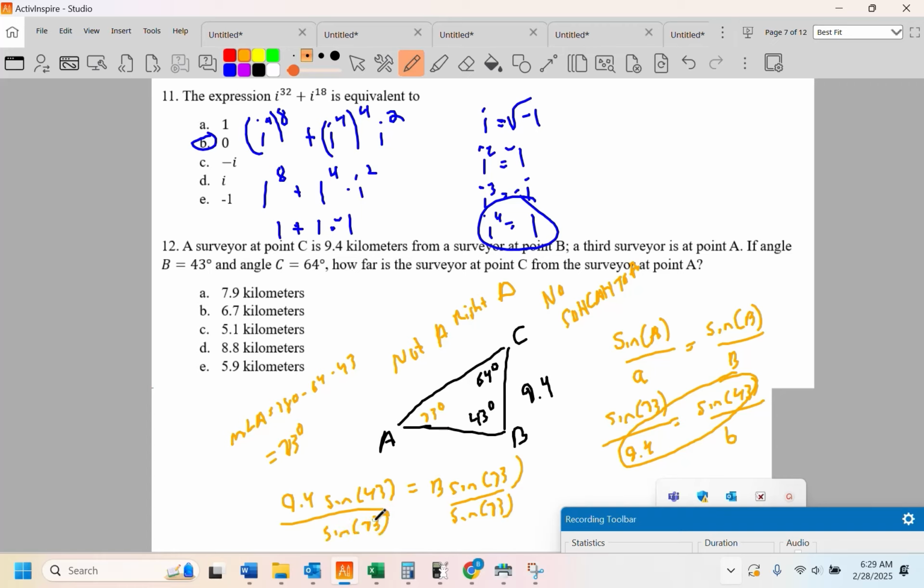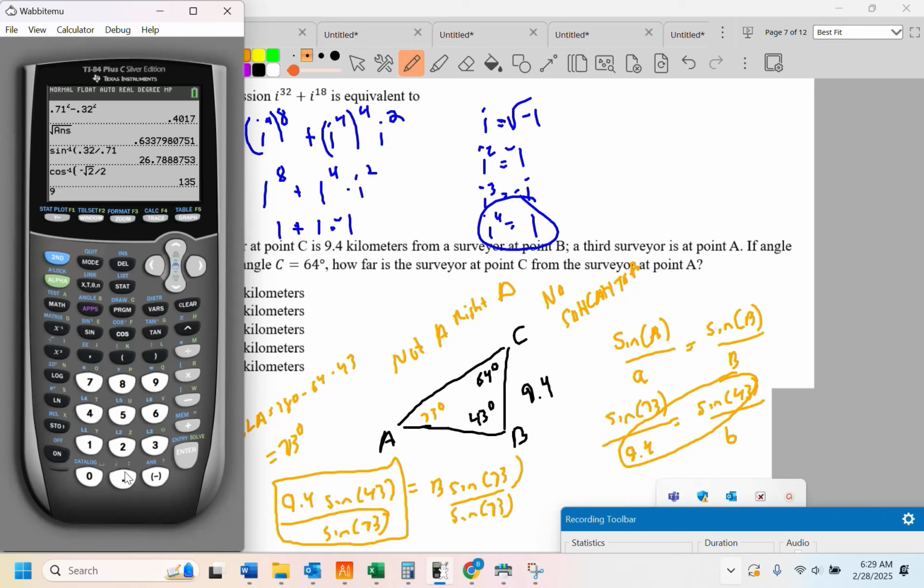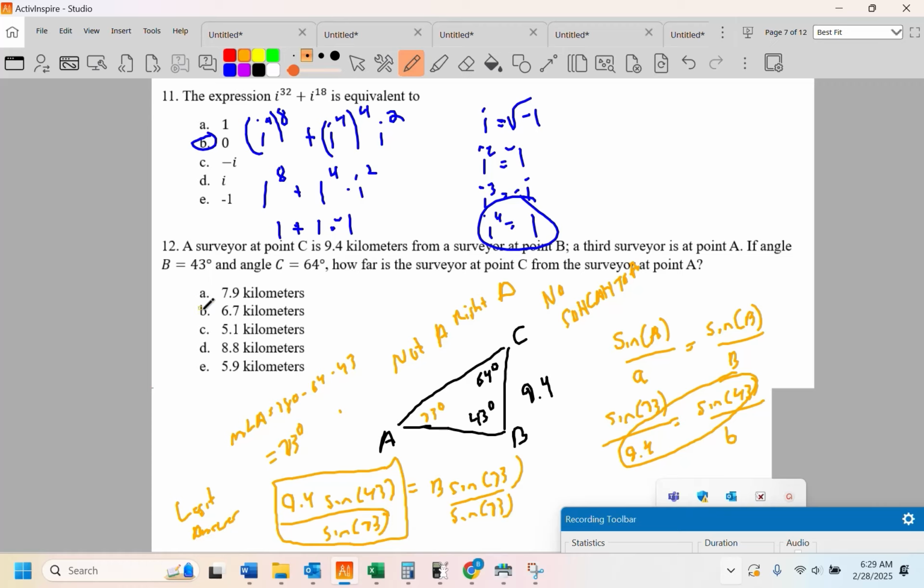This could be on your challenge exam because the truth is this is the legit answer. It is the answer. And they can put stuff like this on the challenge exam. It's not that big a deal. Let's see what it is though. 9.4 sine of 43 divided by the sine of 73. 6.7. Choice B.